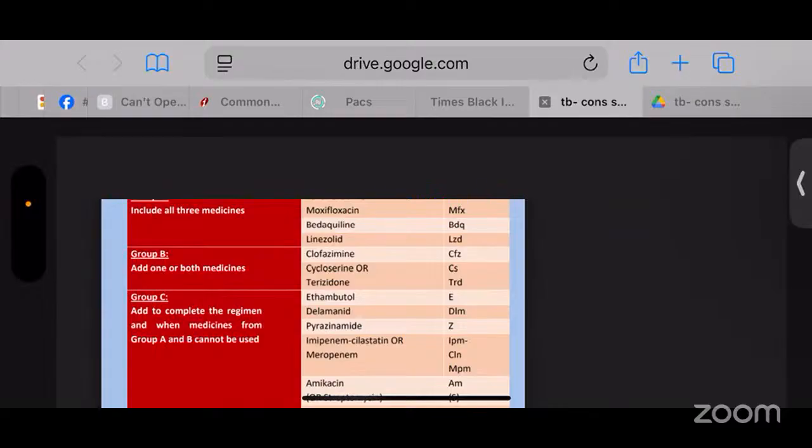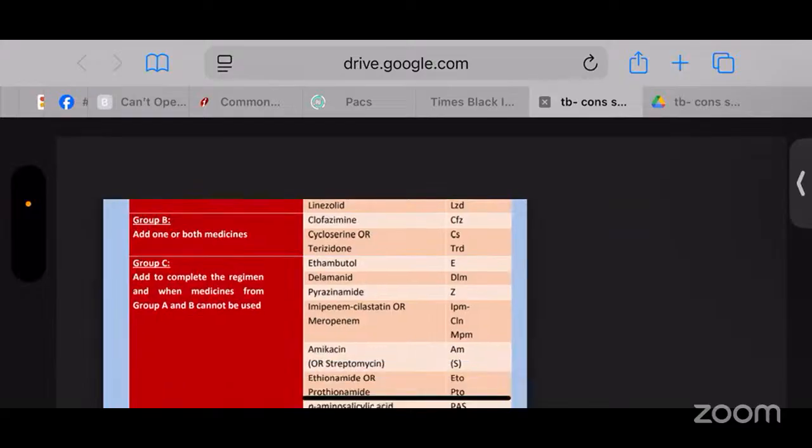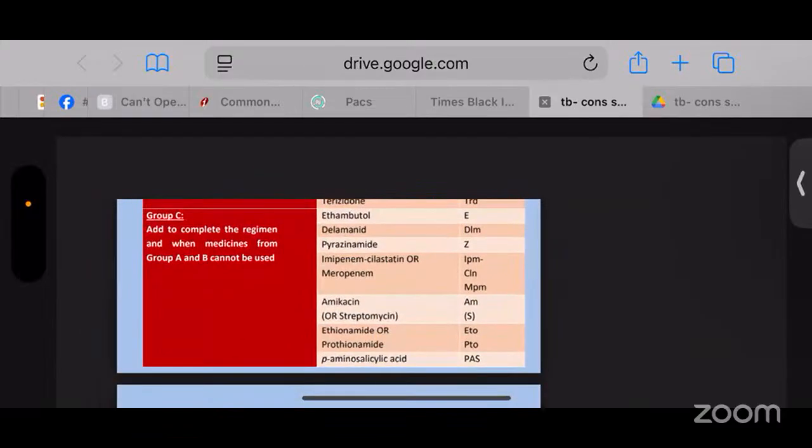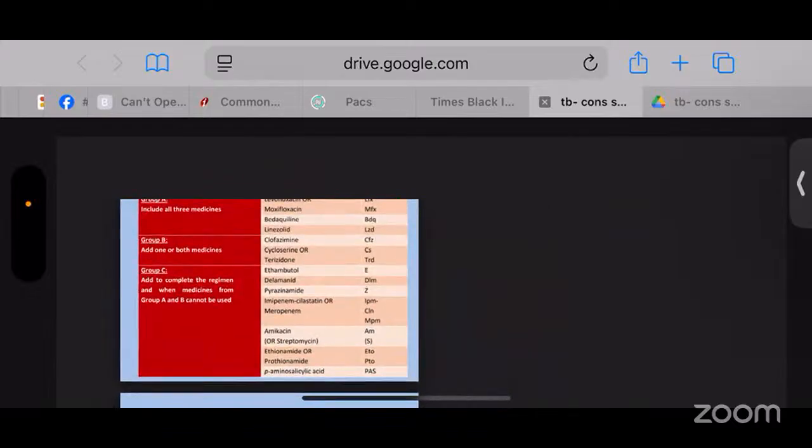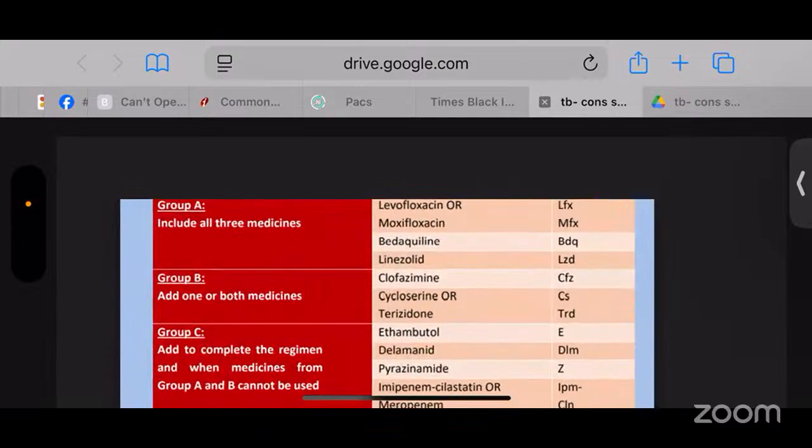Now, group B includes clofazimine and cycloserine, so any one or both medicines are to be included. And group C is the other medication which has some efficacy; these are more bacteriostatic drugs: ethambutol, delamanid, pyrazinamide, imipenem, meropenem, amikacin, ethionamide, PAS. All these medications are to be given to the patient, and the regimen should be to give at least 5 drugs.